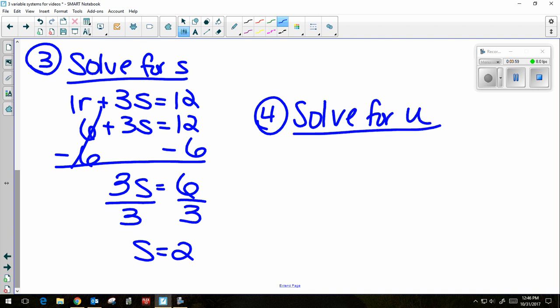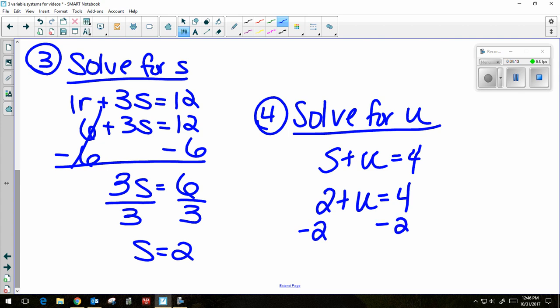I'm going to go back to an original equation, and I'm going to pick equation number 2, because equation number 2 originally was just s plus u equals 4. So this one's a little bit shorter. So 2 plus u equals 4. Subtract 2 on both sides. So u equals 2.